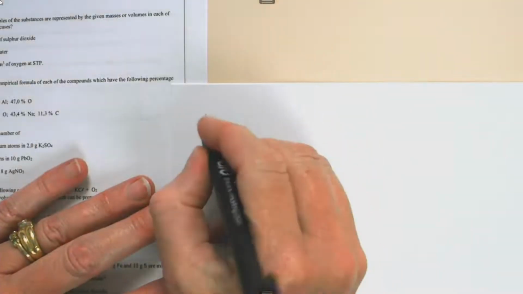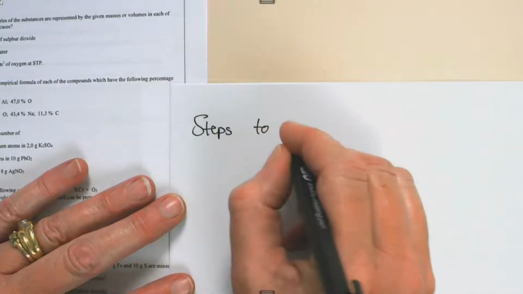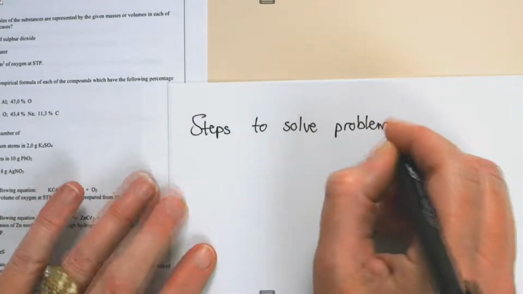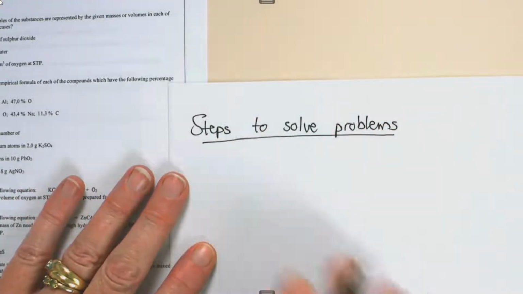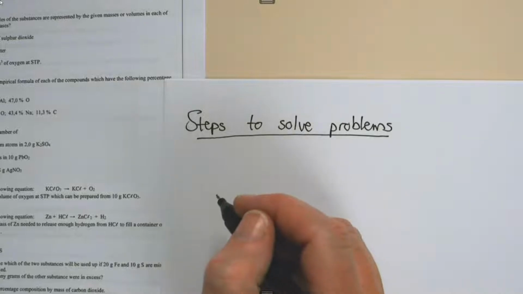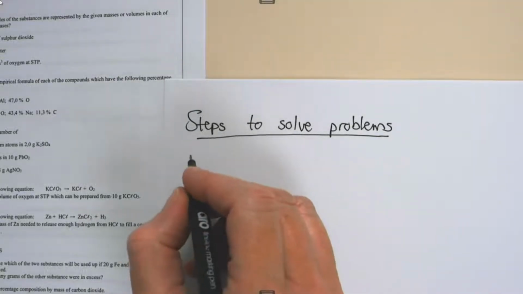Okay, and the other thing that is important that we're also going to use here is where we have steps to solve the problems. Steps to solve problems. And that is very important from grade 10 to 12. If you just keep to these steps, then you can solve the problems. I don't know if it will solve your real life problems, but it will definitely solve your chemistry problems.